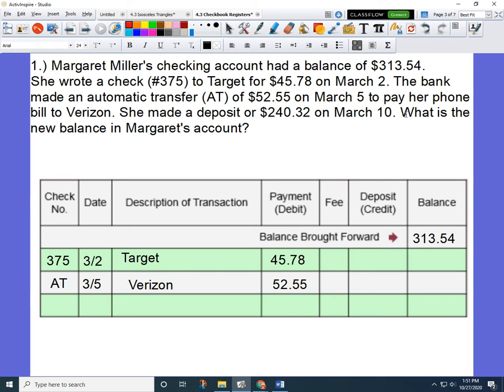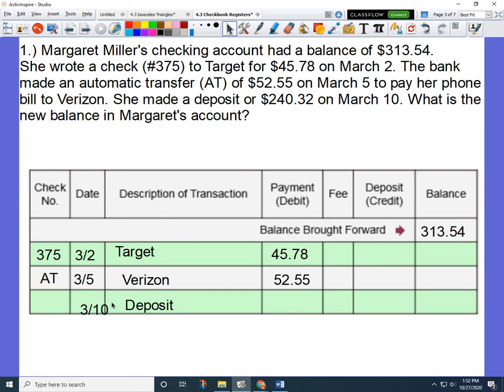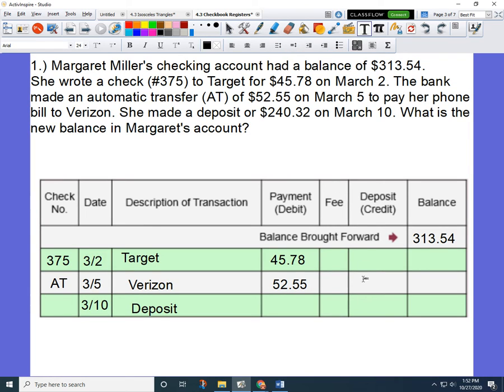Okay, she made a deposit on March 10th. So that is the 10th. A deposit. All right, a deposit of $240.32. So I'm going to put that dollar amount in here, and I'm going to skip over to the deposit column. $240.32.